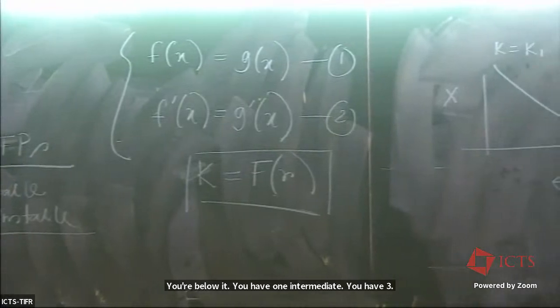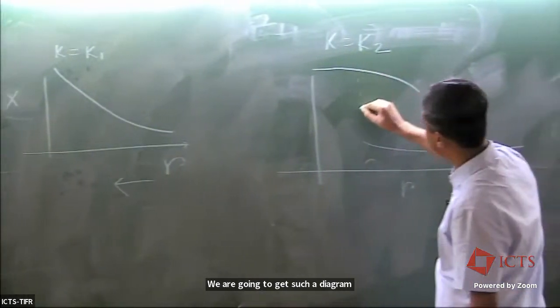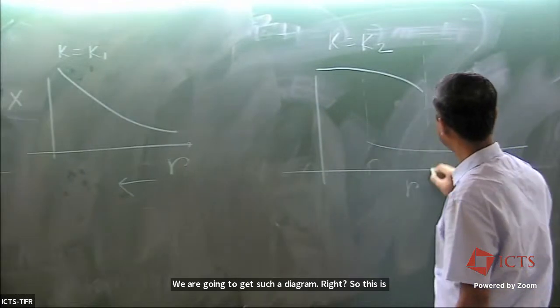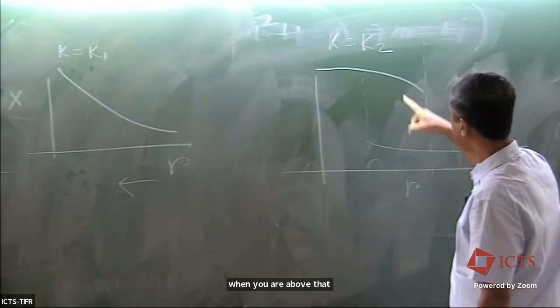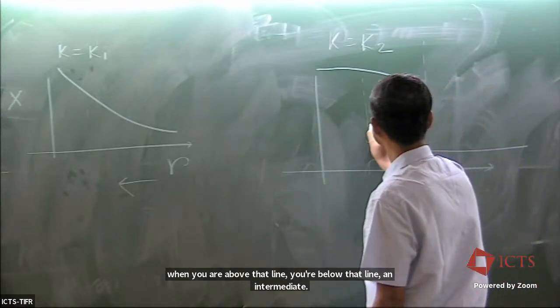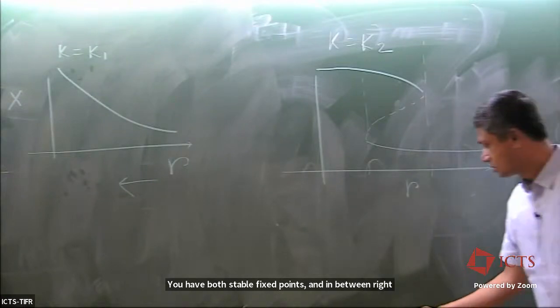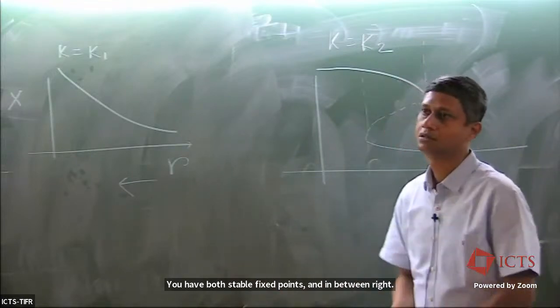You are going to get such a diagram, right? So when you are above that line, or below that line, and in the intermediate region, you have both stable fixed points, and in between there will be this unstable one, right? So I stop here. In the next class, I will elaborate this in more detail.